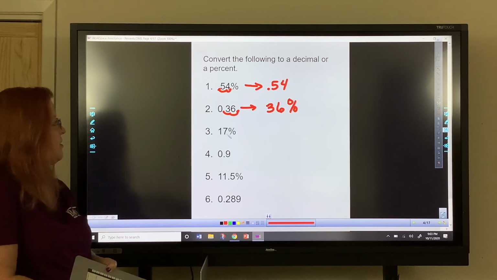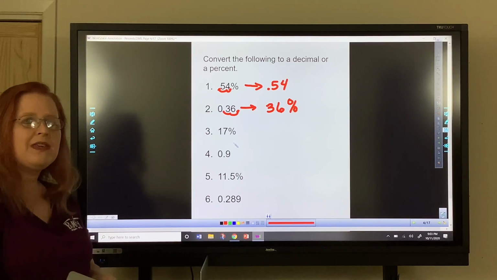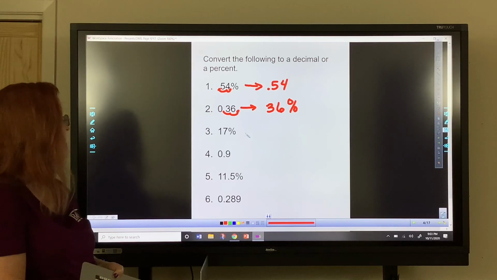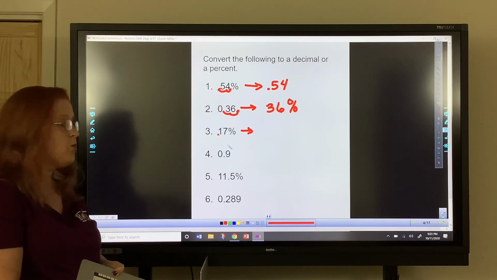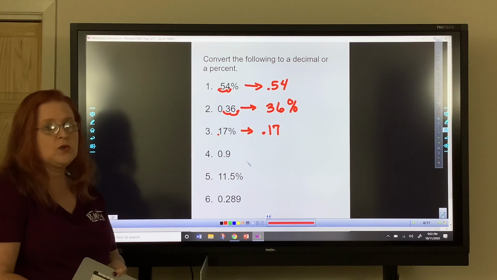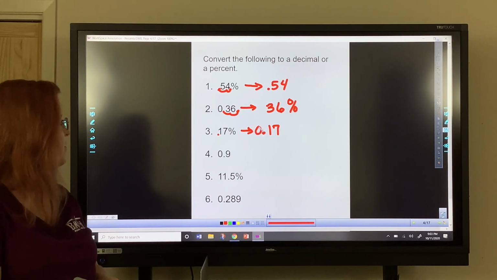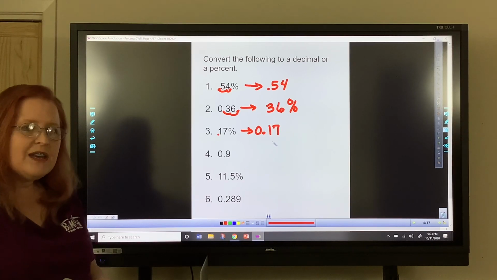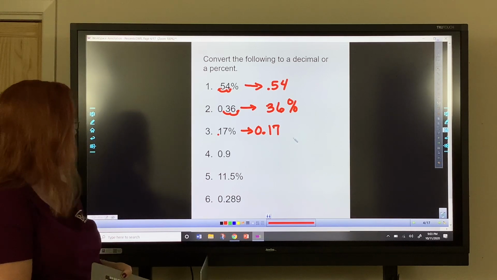All right, think about 17% for a second and see if you can come up with the answer. Moving our decimal 2 places to the left, we would end up in front of the 1, so it would be .17. Now, it's okay if you want to put the 0 in front of that. It's not necessary. It's just however you feel comfortable writing the decimal.